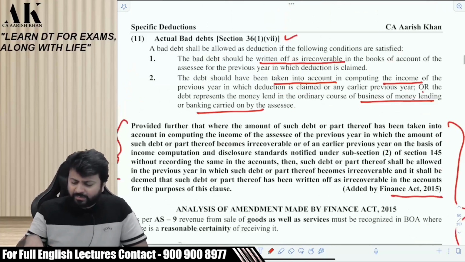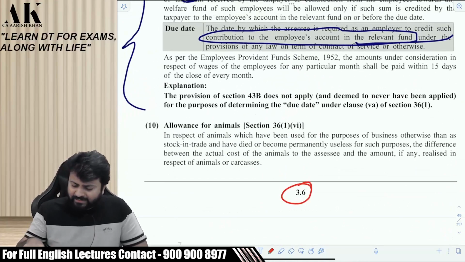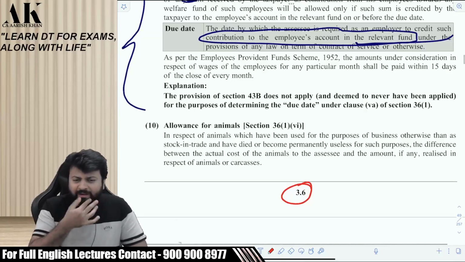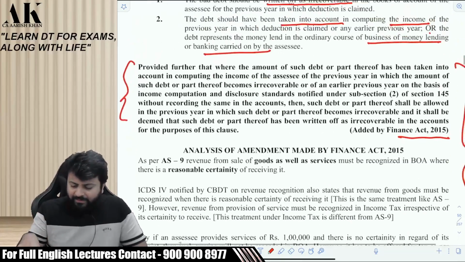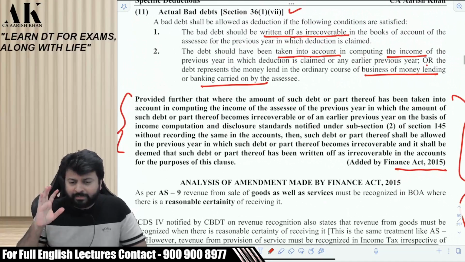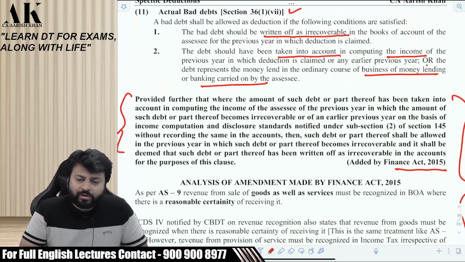The previous section, there is nothing great in this section. Allowance for animals, nothing great. When you read, anybody can understand. But when you read this paragraph, you need to have a historical background of the provision. Then only you will appreciate the provision, or else it will become a ratta process for you, which will never be part of our syllabus. Don't worry. Now listen carefully over here.